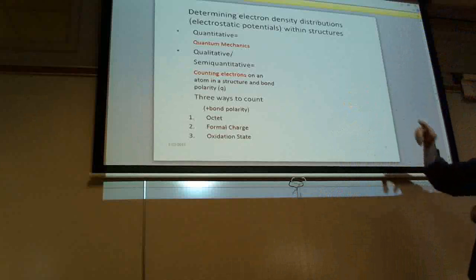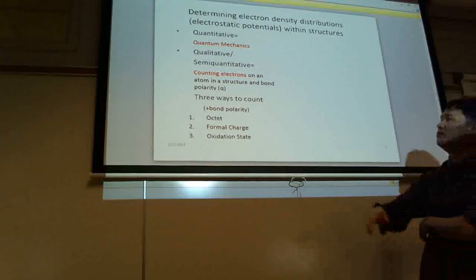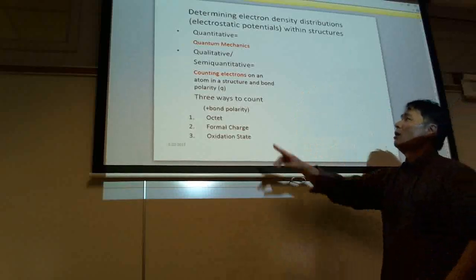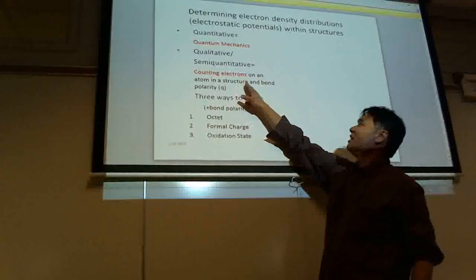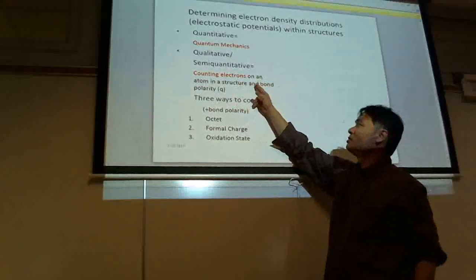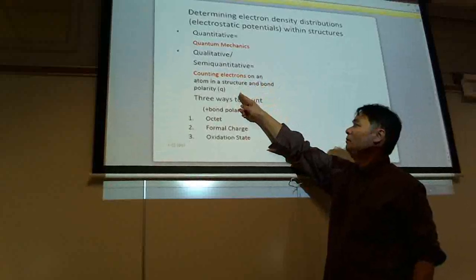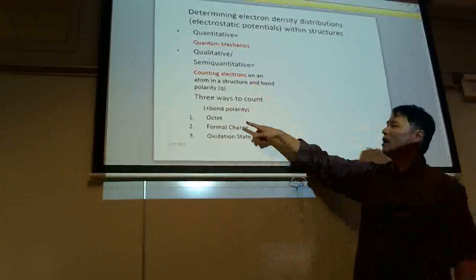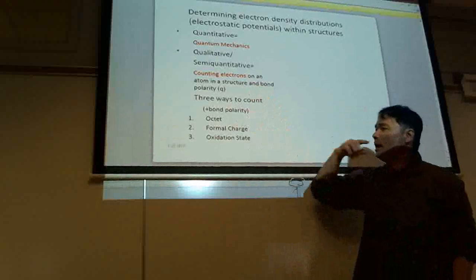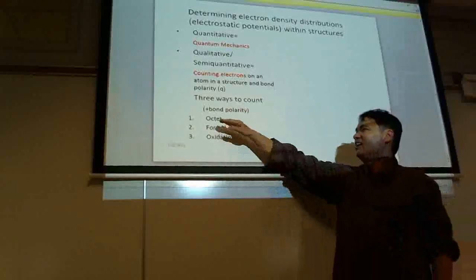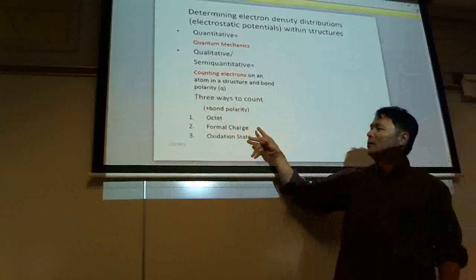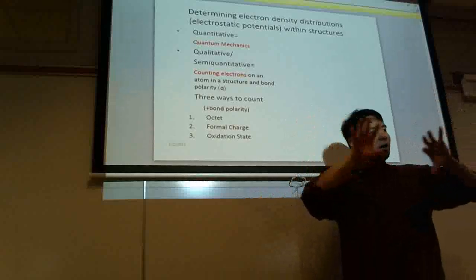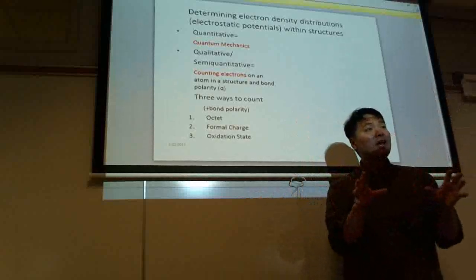And so for determining electron density distributions quantitatively, we just use quantum mechanics and software and computer calculations. But qualitative, semi-quantitative, we use counting electrons. We could do this with pencil and paper and our understanding of theory. Okay, the 3 ways are octet, formal charge, and oxidation state. Now, the reality is octet is something separate, but 2 and 3 tell us how the electrons are distributed in there. Are the electrons distributed evenly, unevenly, right? How are the electrons distributed amongst the bonding atoms?